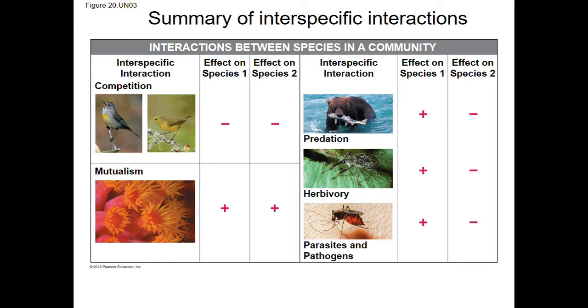And then you can read through this summary slide, but in short, in competition, nobody wins. In mutualism, both win or both benefit. And with predation, herbivory, parasites, and pathogens, one benefits and one is harmed. And all of these are different symbiotic relationships.